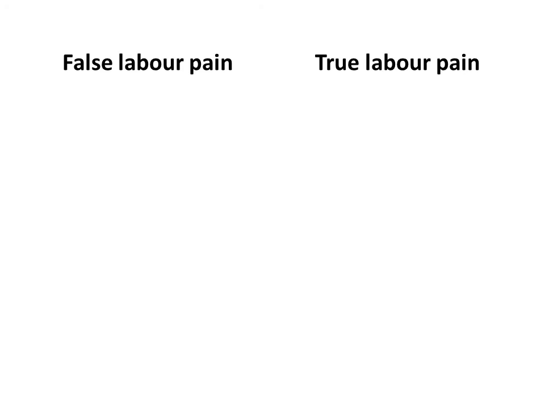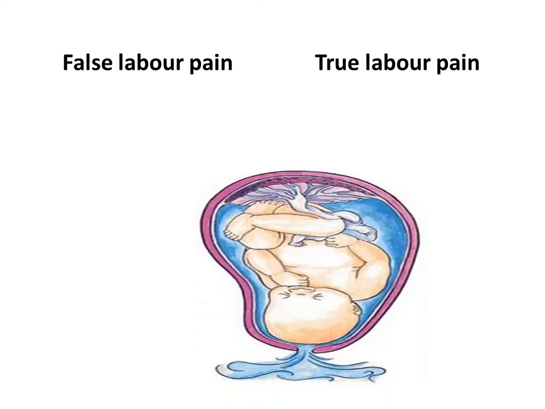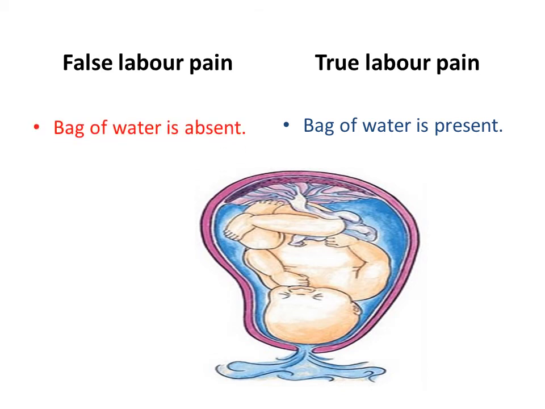In true labor pain, because the cervix is dilated, you will easily be able to see the membranes and the amniotic sac with amniotic fluid. That is called the bag of water. So in true labor pain the bag of water is present, whereas in false labor pain it is absent. It is present in true labor pain because of the cervical dilatation, whereas in false labor pain there is no dilatation of the cervix, so the bag is absent.